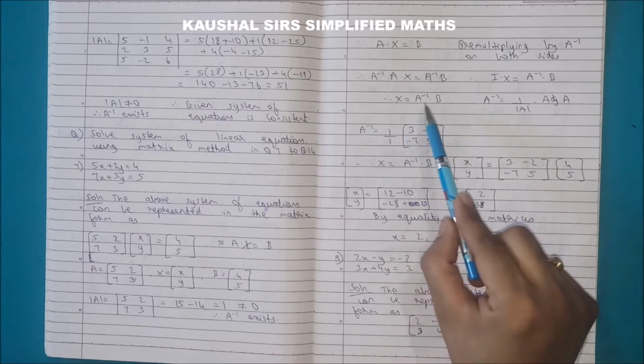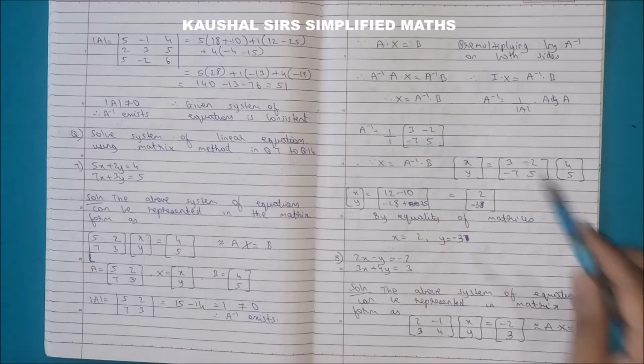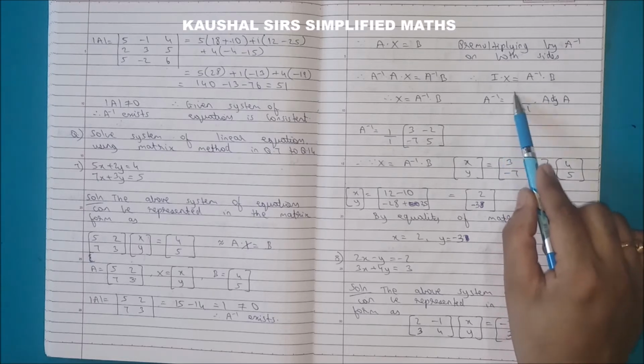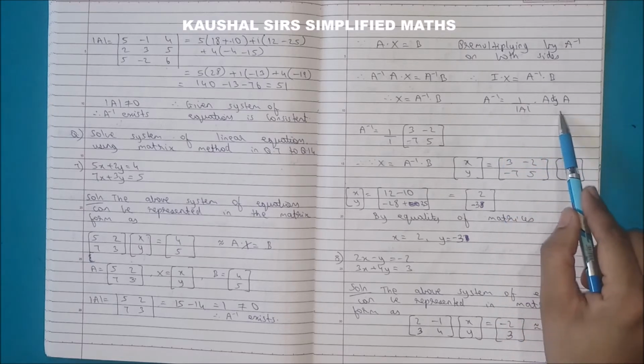X. Therefore you say x is equal to A inverse into B. Now the next step is finding A inverse by adjoint method. The formula we will write: A inverse is 1 upon determinant of A into adjoint of A.